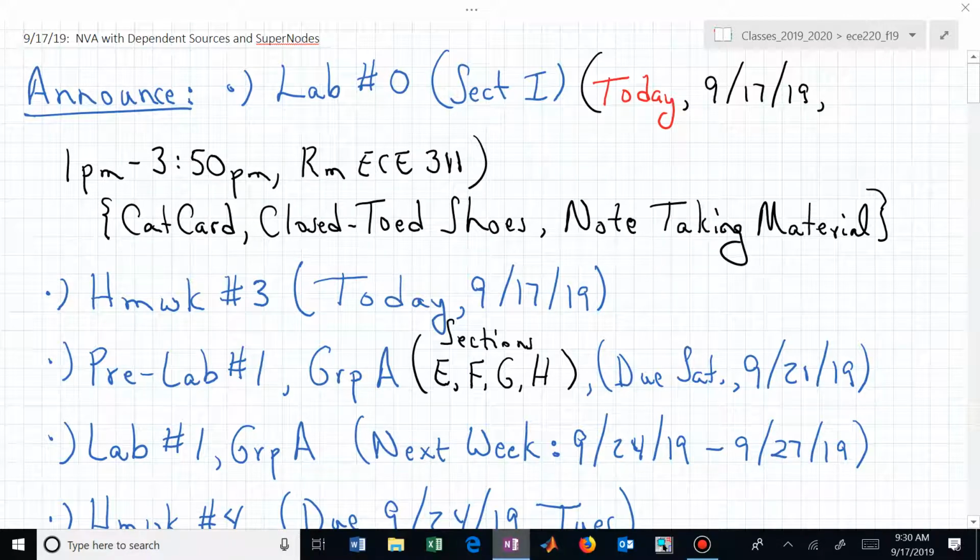Today we finish up Lab 0. We won't have to be announcing that anymore. If you're in Section I, make sure you go to Lab today, and you'll need to bring something to take notes with, wear some closed-toed shoes, and bring your CAT card.